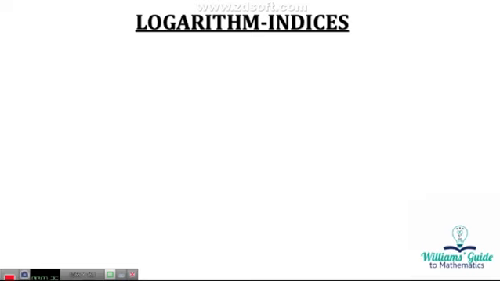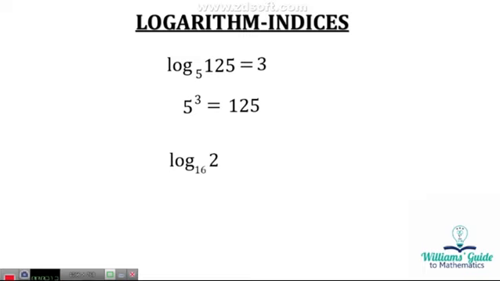Consider the logarithm indices relationship. Log 125 to base 5 is equal to 3. 5 is the base, and we have the number 3 here. We can say that 5 raised to power 3 equals 125. Therefore, we have 5 raised to power 3 equals 125.